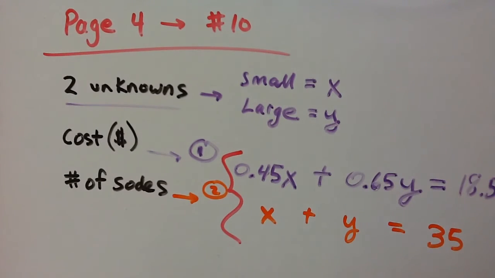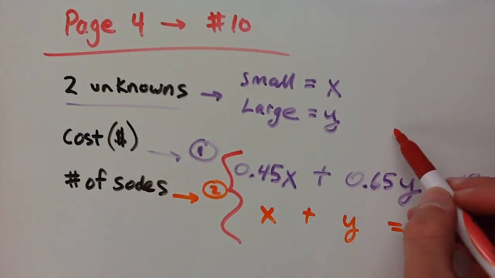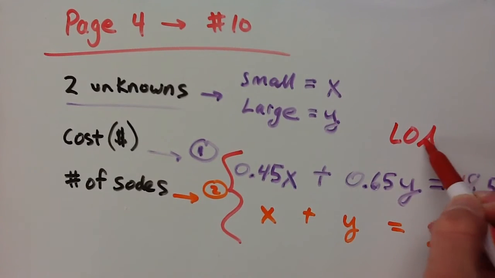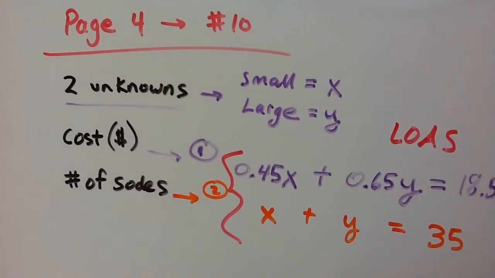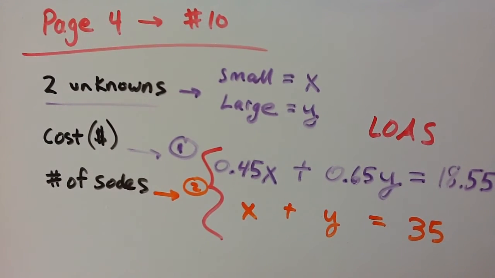How do I solve? Well, I could use graphing if I wanted to. I could use substitution, or I could use elimination. How about let's use elimination, because we just got finished talking about that. To use elimination, we use LOAS, right? Line up, opposites, add, sub in. My system is lined up. X's are stacked, Y's are stacked, constants are stacked.